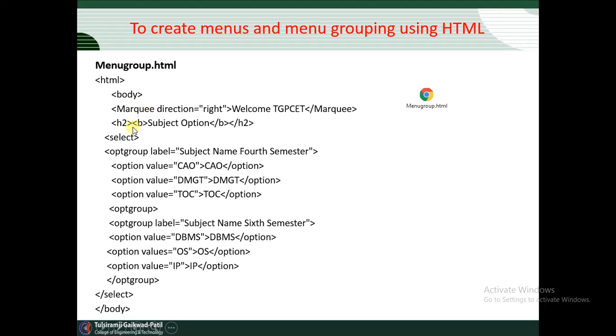Now here you may observe the H2 tag, where we have given the subject options. Then select, and OPT group. What have we provided? OPT group label equals subject name 4 semesters. Then option value equals cow, where we provide cow; option value DMGT, second we have provided DMGT, and a third option as given in the earlier example. Here you may see that the OPT group has been closed.